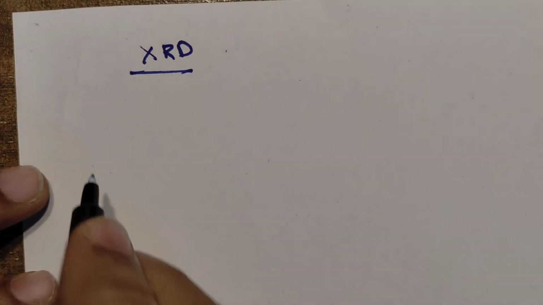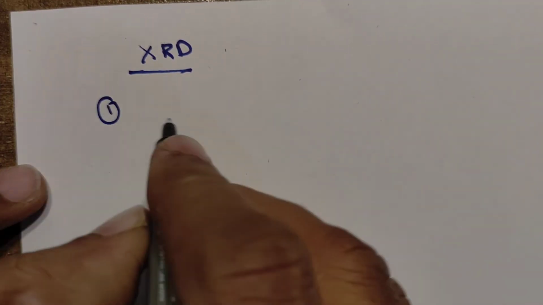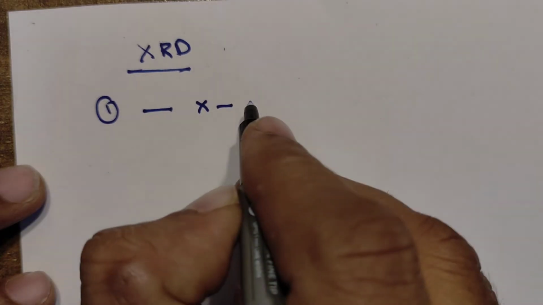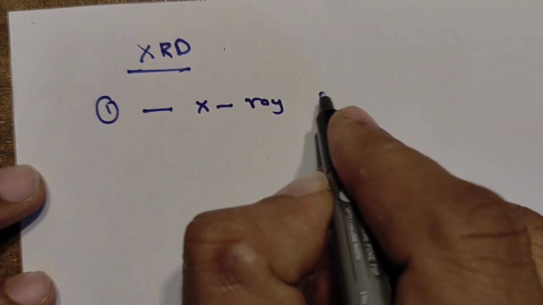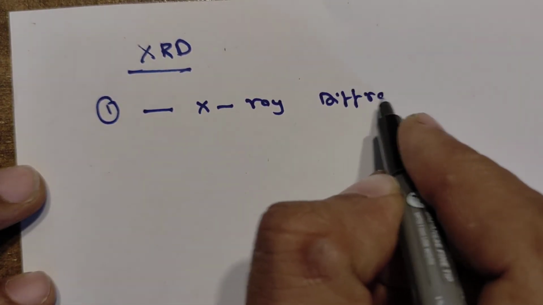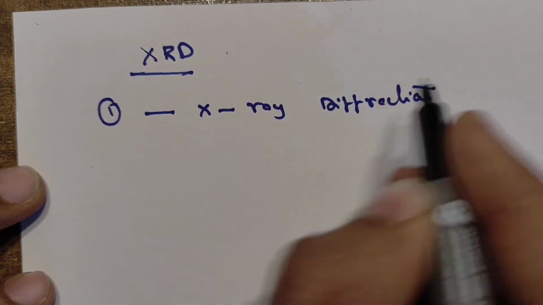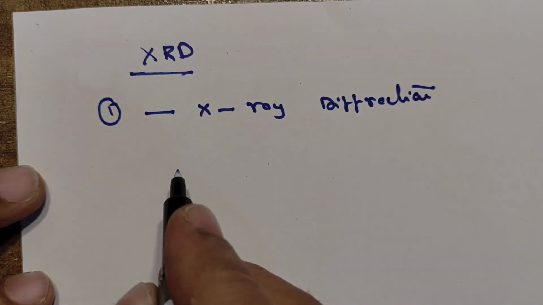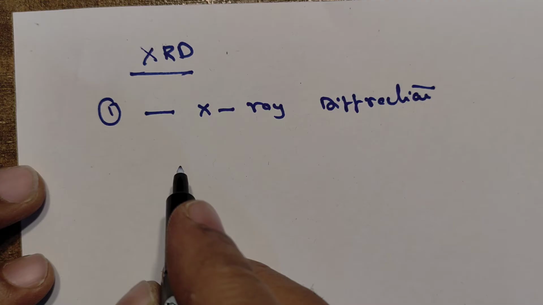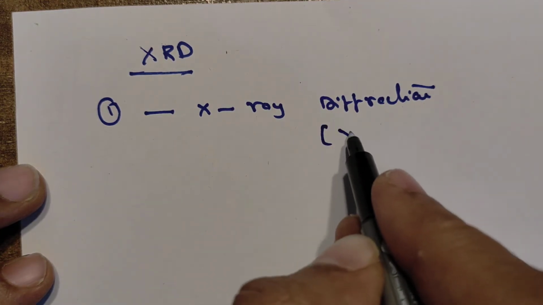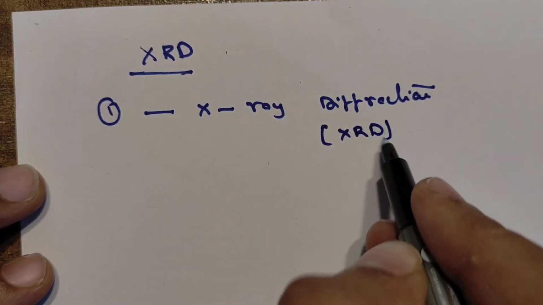So first, the question is XRD. The abbreviation XRD is nothing but X-ray diffraction. So one sentence you have to write: XRD is nothing but the X-ray diffraction technique. The short form is named XRD.